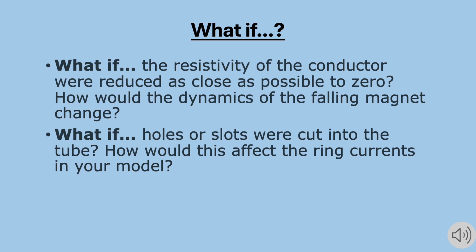And then what if holes were cut into the tube? How would this affect the ring currents in our model? It would essentially disrupt the continuation of the rings, and it would prevent the induced current from flowing around the tube as the magnet falls. As a result, the overall magnetic force would decrease, so the magnet is going to fall with a greater speed and in less time.